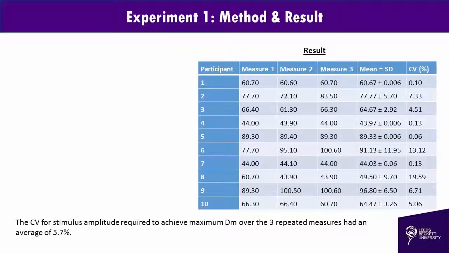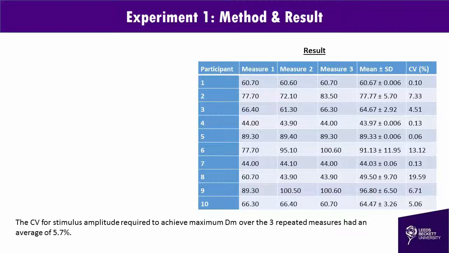Okay, so here are the results. We've got an N of 10 in each group. Each row is a different participant, and each column is each round of getting to maximum contraction. For example, the first participant got to maximum muscle contraction at 60 milliamps. Then we've got the mean, standard deviation and the coefficient of variation for each individual.